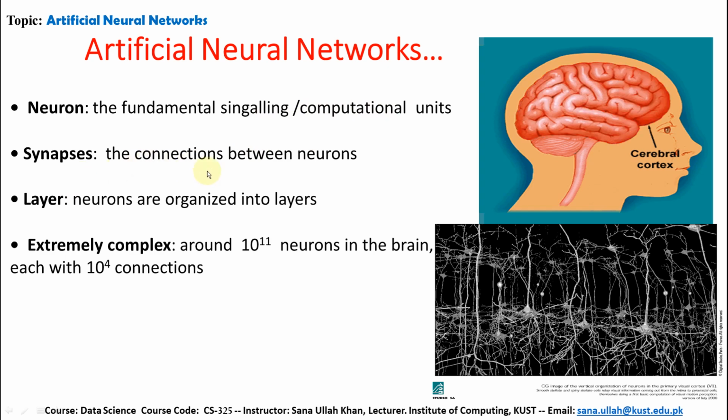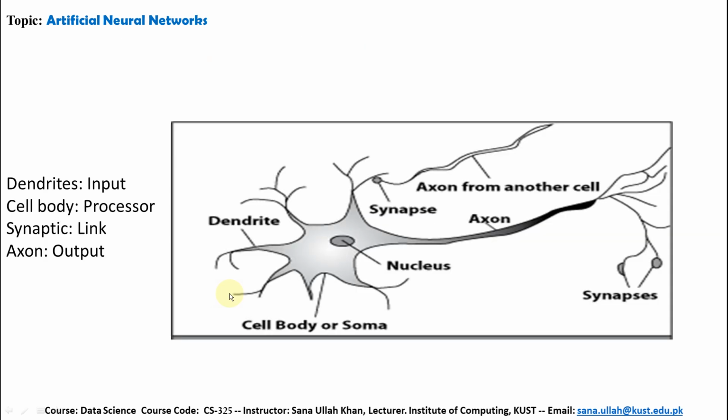The fundamental signaling or computational unit is called a neuron. The connections between neurons are called synapses. Neurons are organized into layers, which is extremely complex: around 10 to the power 11 neurons in the brain, each with 10 to the power 4 connections. So this is the structure of a neuron.